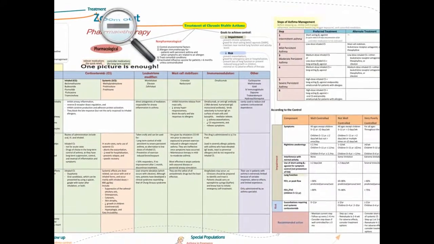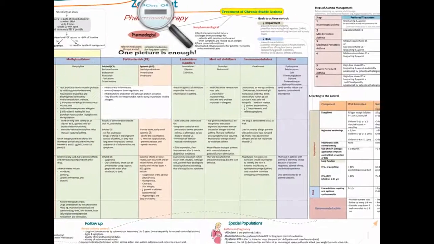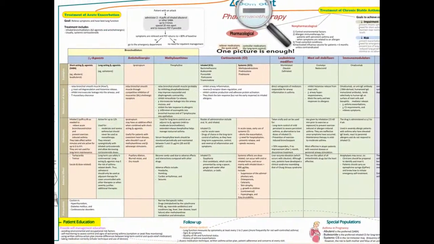After that, steps of asthma management including preferred and alternate treatments are present in this table. And as mentioned before, classification of asthma according to the control is represented in this table. Finally, you have here patient education, and what self-management education should include. Follow-up, and assessing asthma control, as in the table. And managing asthma in pregnancy.